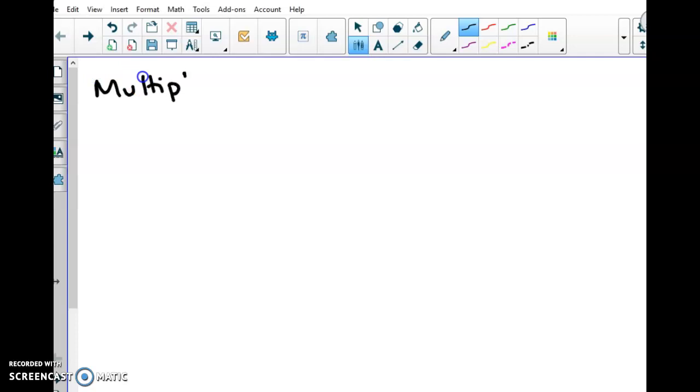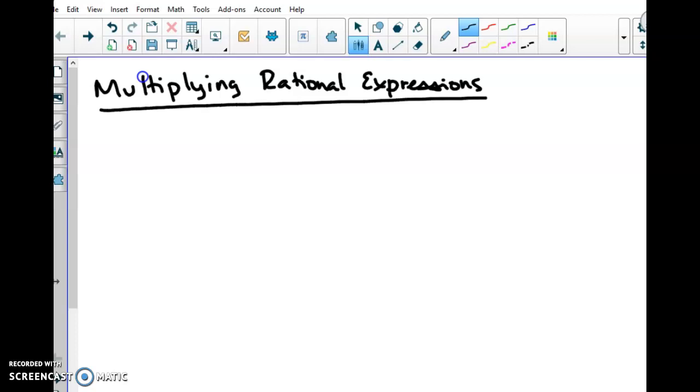Rational expressions can be multiplied and divided. In this video, we're going to look specifically at multiplying and how to simplify rational expressions. When we're looking at multiplying rational expressions, we need to first talk about how to simplify rational expressions.